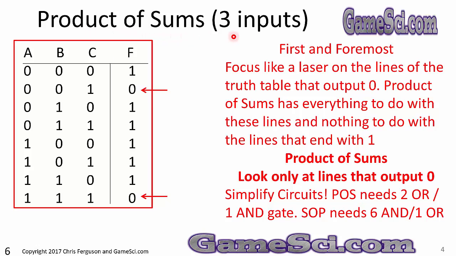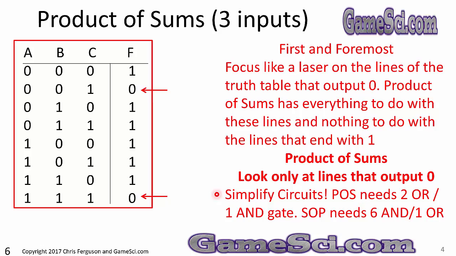Product of sums with 3 inputs. 3 inputs A, B, and C produce this output F. This is a different truth table, a truth table with only 2 zeros on it. First and foremost, focus like a laser on the lines of the truth table that output 0. Product of sums has everything to do with these lines and nothing to do with the lines that end with 1. Product of sums looks only at the lines that output 0.